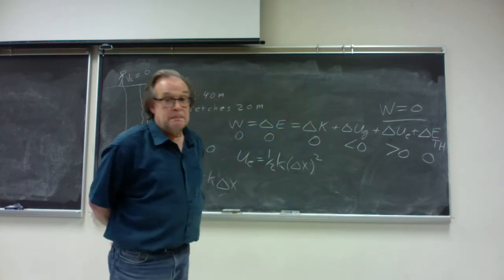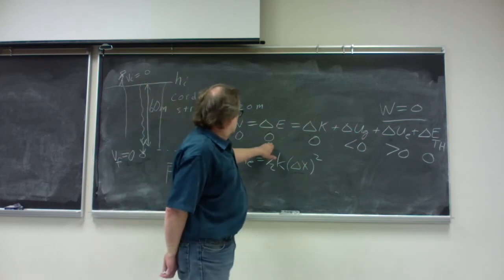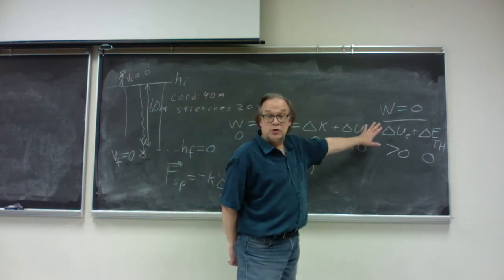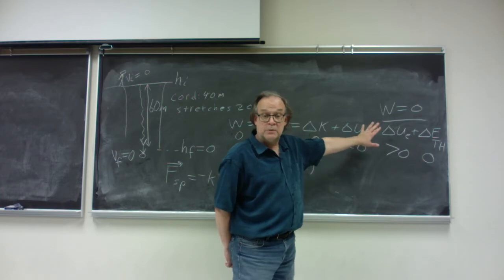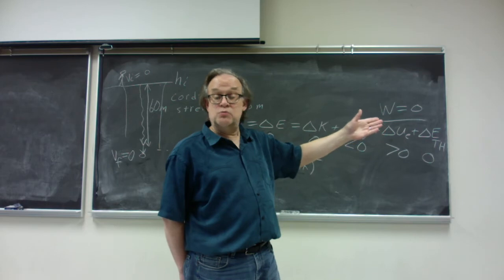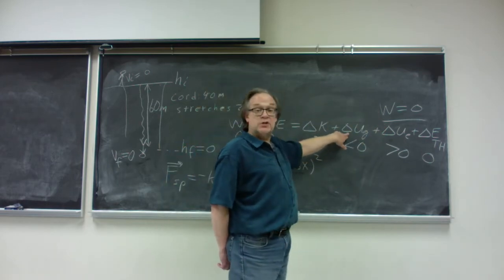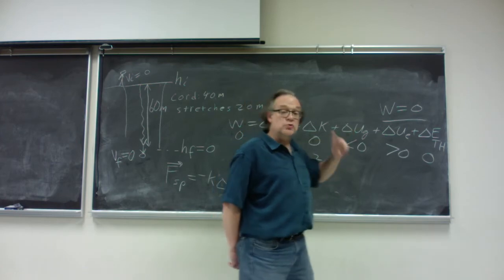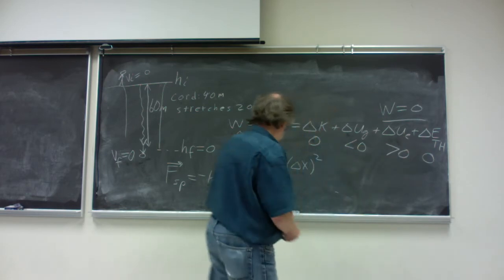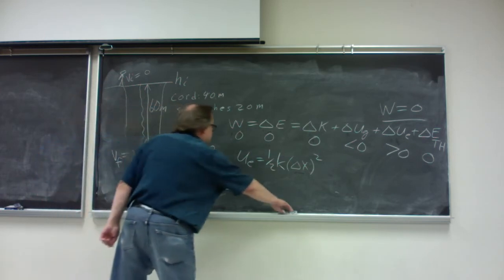So now the next step is, we've got the left-hand side of the equation equals 0, and then on the right-hand side there are some zero terms and some non-zero terms, and the next step is to rewrite those non-zero terms in detail. That is, write them out. Use the equation for gravitational potential energy to write this out. Use the equation for elastic potential energy to write this out. So let's do that.